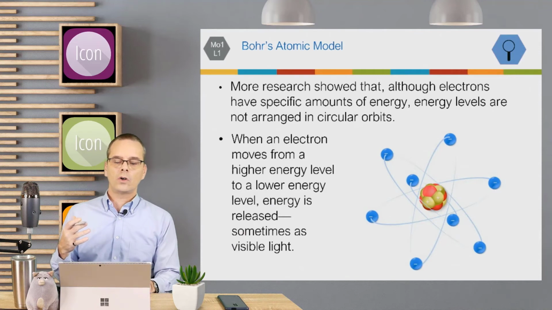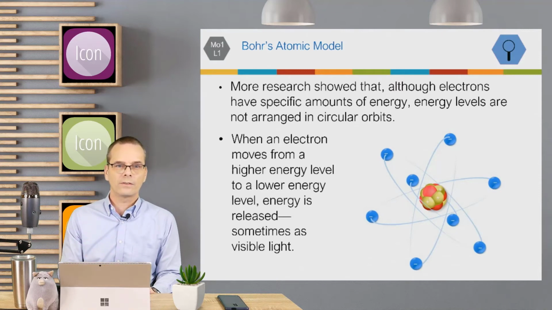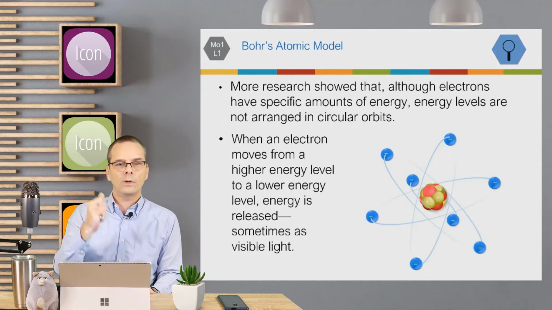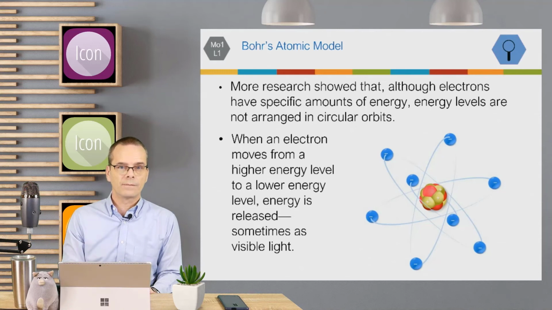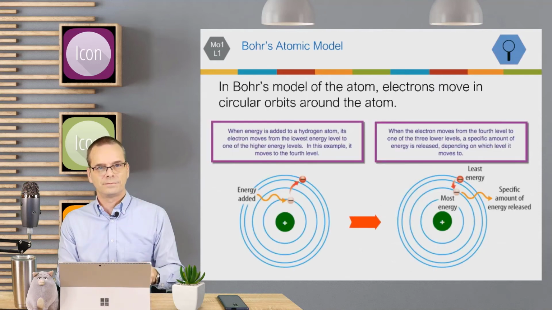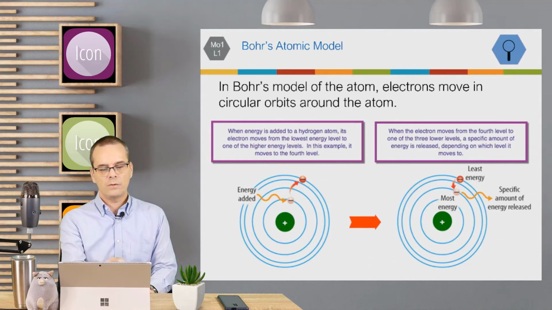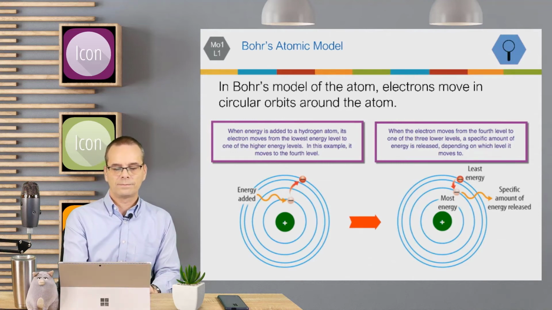Now, although electrons have specific amounts of energy, they found, after more research, they're not in circular orbits. When an electron moves from a high energy level to a low energy level, the energy is released, sometimes as light. Electrons aren't like the Earth circling the sun. So in Bohr's model of the atom, electrons moved in circular orbits.